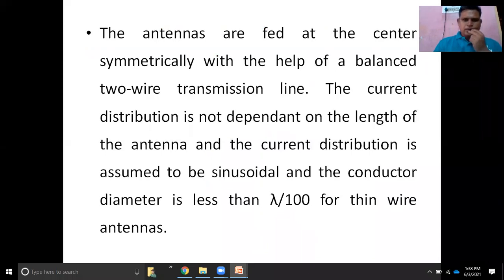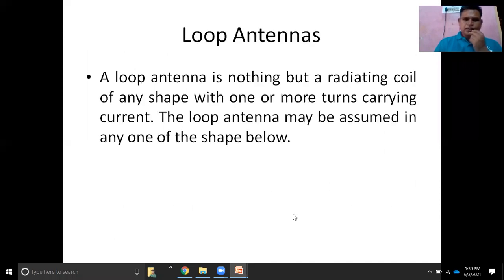In thin wire antennas, one important constraint is the diameter of the conductor. It should always be less than lambda by 100 for thin wire antennas. You have to remember that.